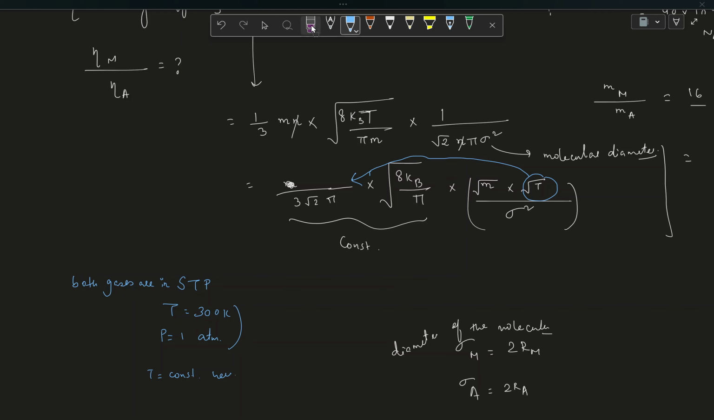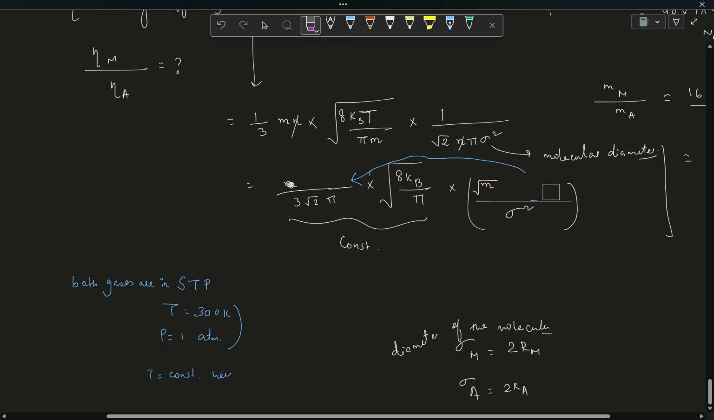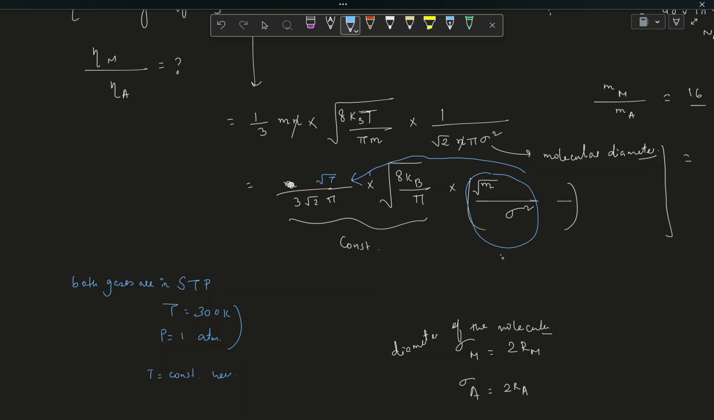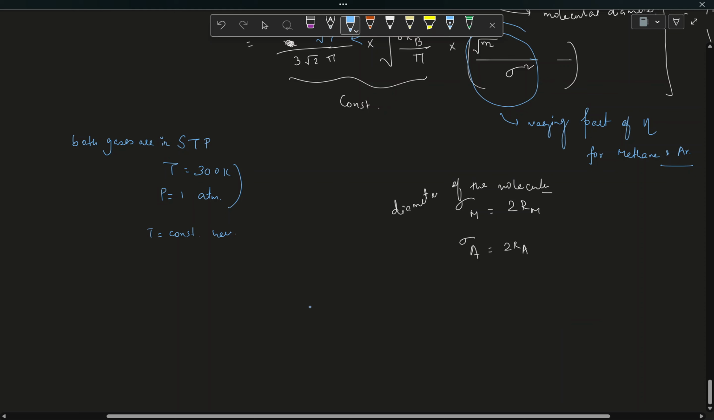So what we will do is that, because T does not vary for both the gases, we will remove T from here and position T where it should be, in the constant term only. So we are only left with this as the varying part of the expression of eta for different gases, methane and argon. So this information will be needed for us to take the ratio of eta for both the gases.